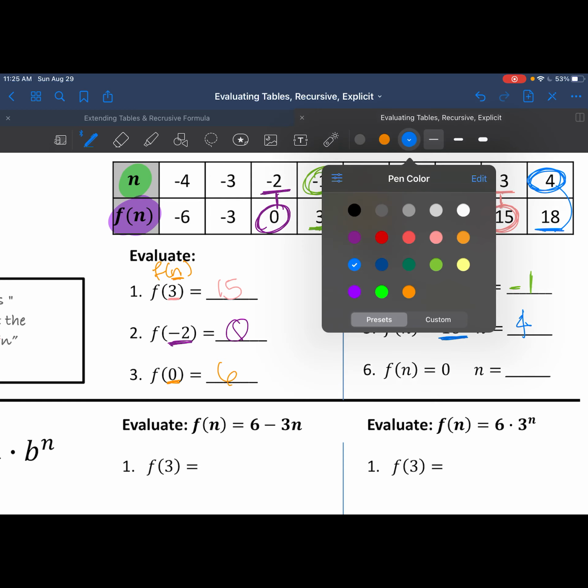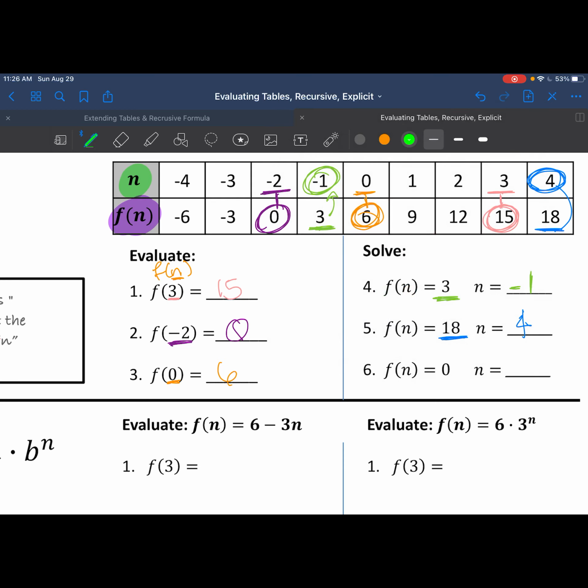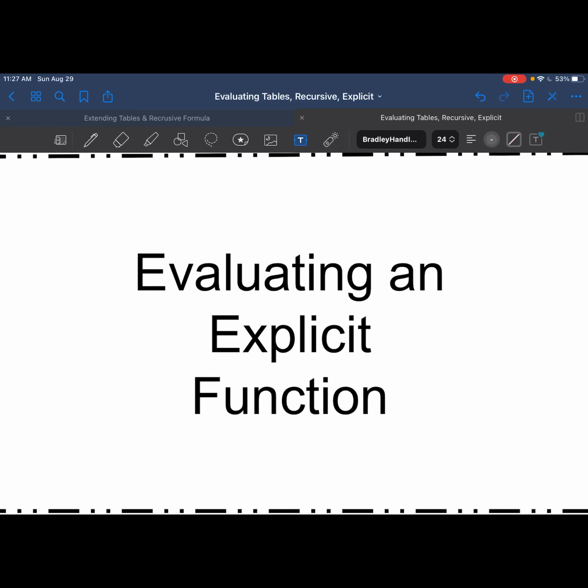All right, next up we have when f of n is 0. So looking for 0, here it is. And its partner is this n value, negative 2. All right, and that's how you do that. Let's look at the next section. The next section is evaluating an explicit function. So let's go look at that.